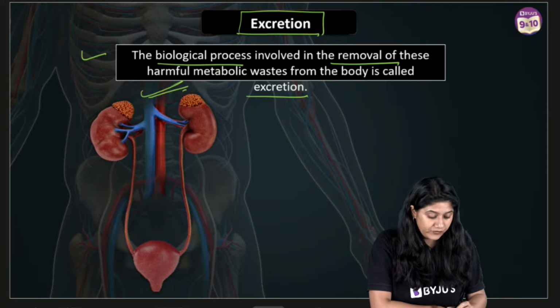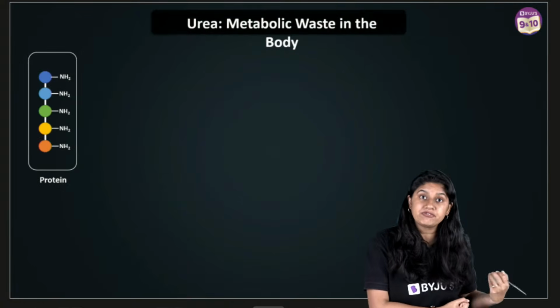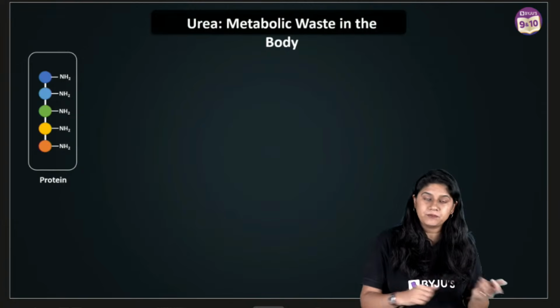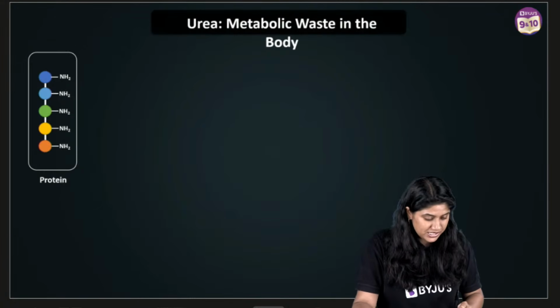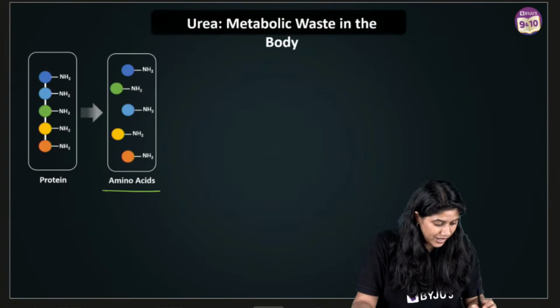Then in our body and different other organisms, we have different types. So let's talk about our body. In our body, of course, we have proteins. Once they are broken down, of course we have amino acids.